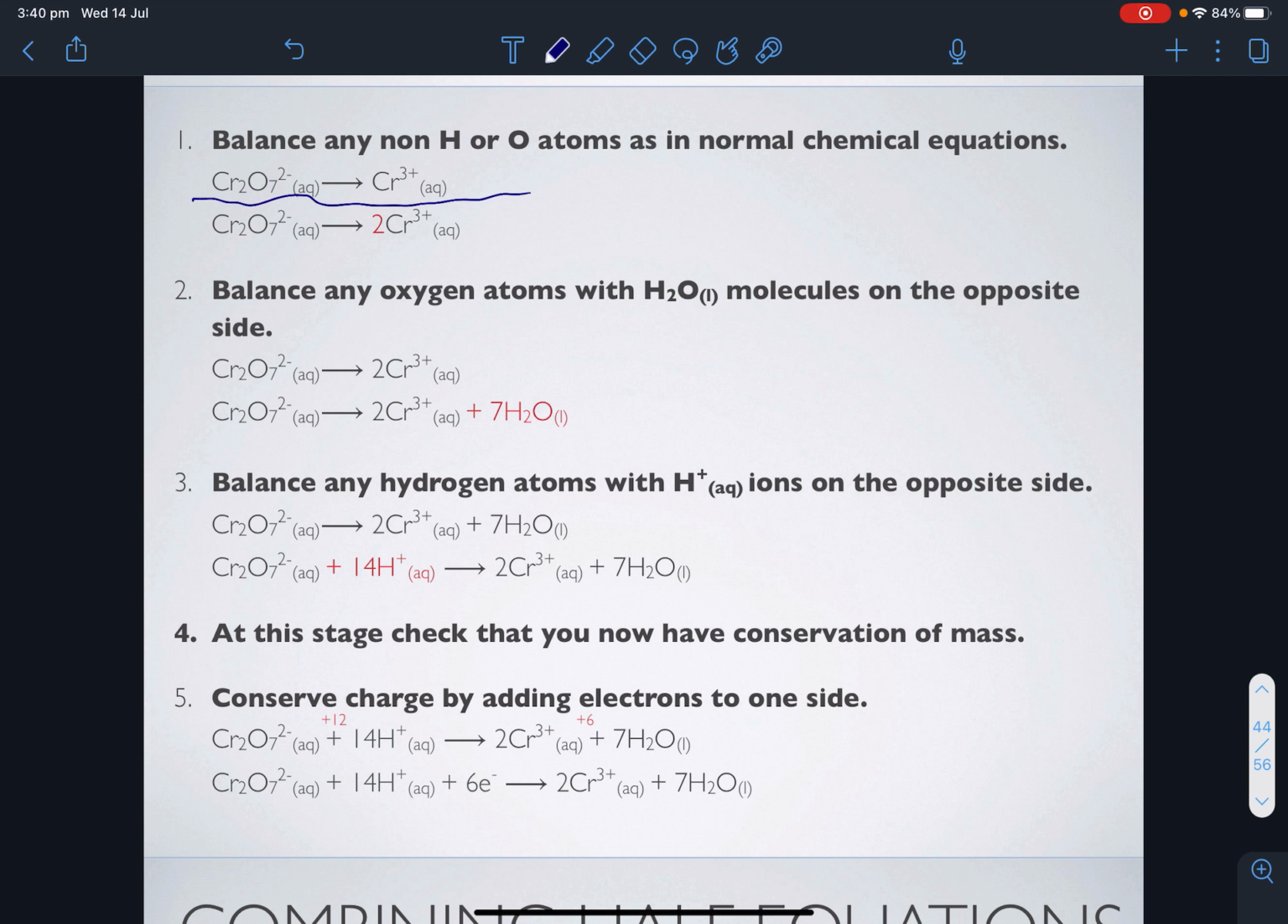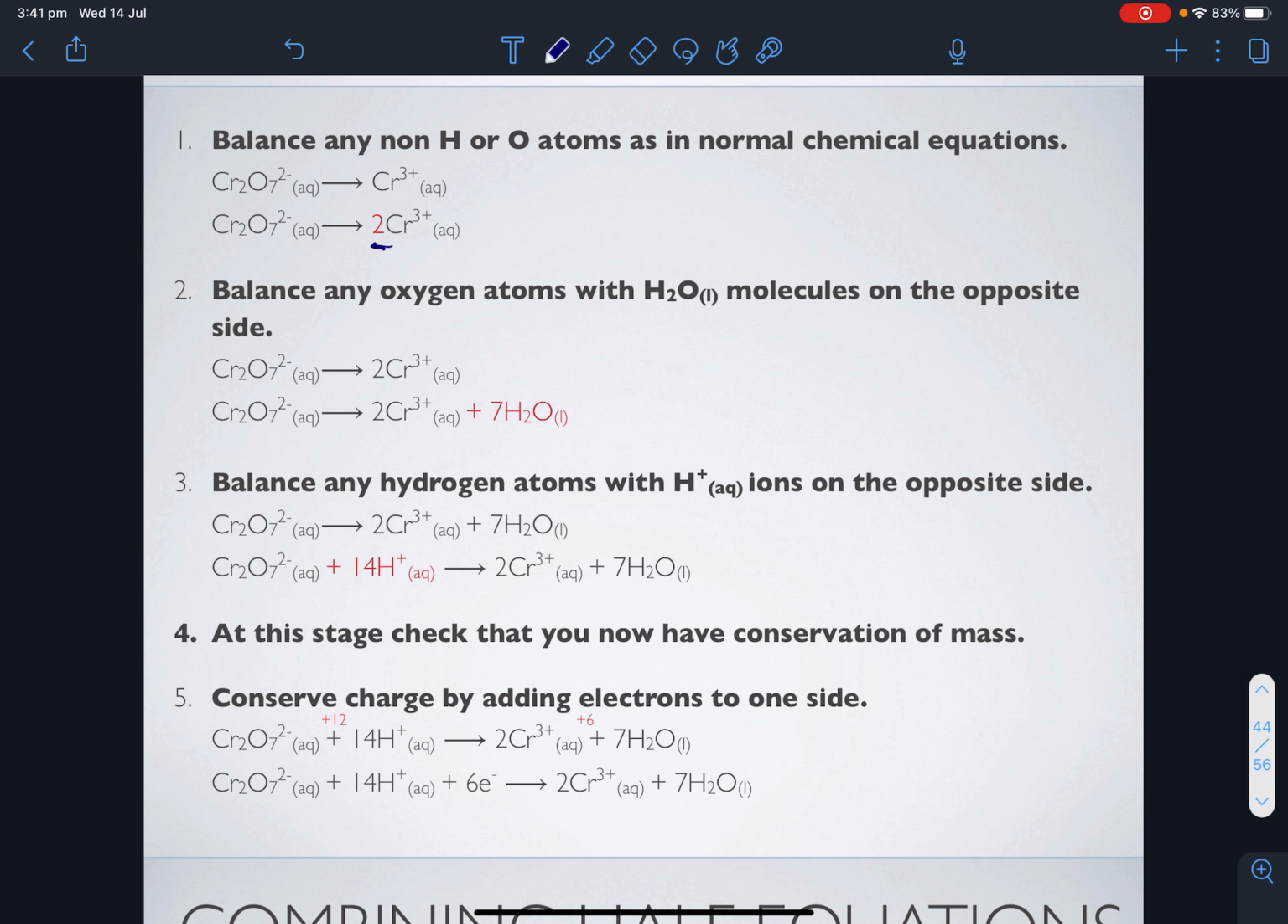There's some rules that we need to go by, okay? Balancing half equations. Number 1, we need to balance any non-hydrogen or oxygen atoms, as in normal chemical equations. And this is why I chose dichromate. It's often where people make mistakes. If we've got 2 chromiums on the left, we need 2 chromiums on the right, okay? So we put a 2 in front of the chromium 3+, okay?